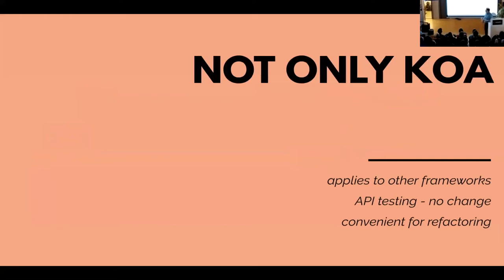What I said today doesn't apply to KOA. To be honest, the second part about the API testing applies to anything, any Node.js server, without change, basically. If you can provide a callback or the server and you make sure you close the test, it's the same test, which again is great for refactoring.